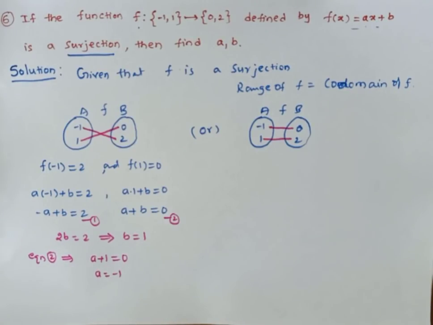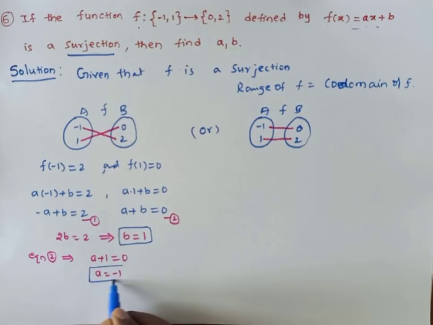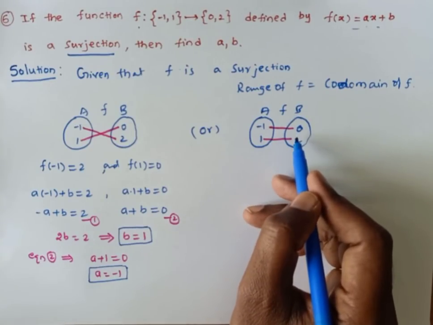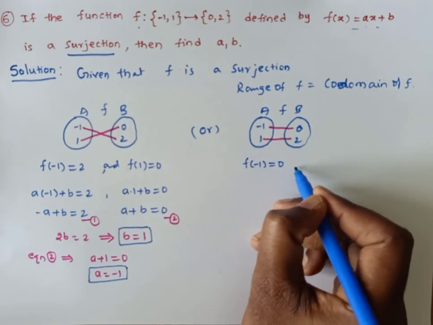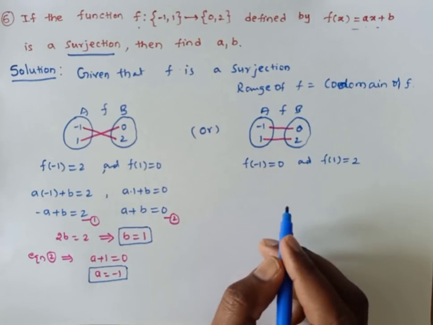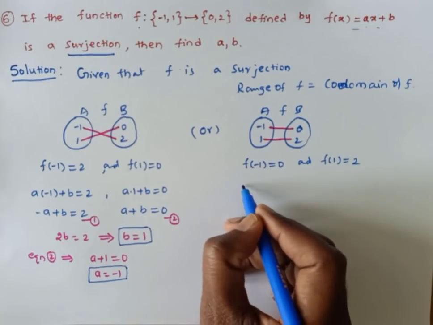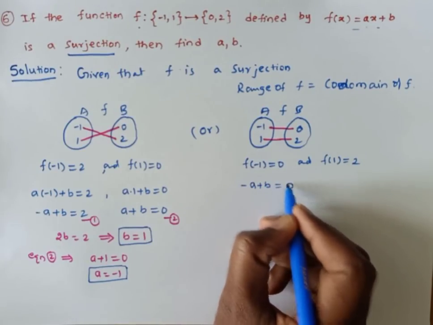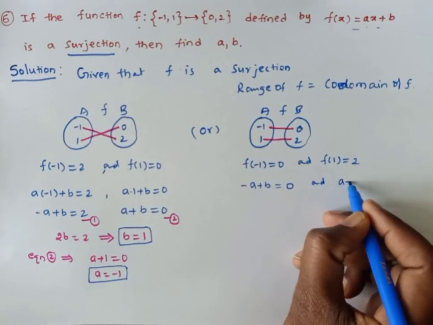So the values of a and b are: b is 1 and a is equal to minus 1. Now solve this condition. Minus 1 is mapped to 0, and 1 is mapped to 2. That means f of minus 1 is equal to 0 and f of 1 is equal to 2. Now f of minus 1 equal to 0 means replace x with minus 1, therefore it is minus a plus b equals 0, and f of 1 equals 2 means a plus b equals 2.